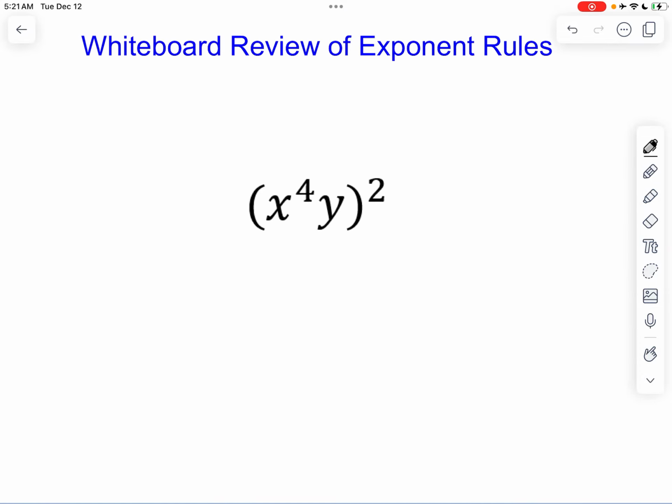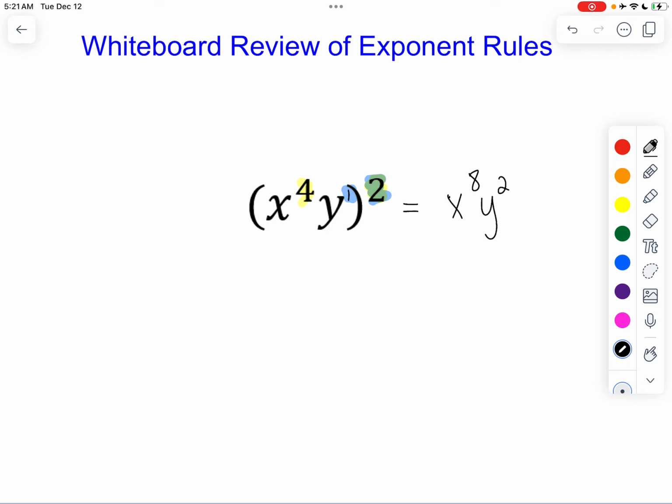Okay, so anytime I don't see an exponent, I like to indicate it. So I'm going to put a 1 with the y. And again, you can do this one really 2 ways, but using the power to a power rule, x is going to be raised to the 8th, 4 times 2. Y is going to be raised to the 2nd, 1 times 2. So 4 is being multiplied with 2. Again, power to a power. And then we're raising the y squared, so 1 times 2 as well.